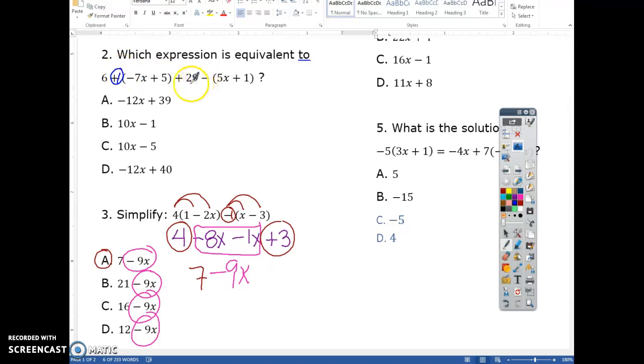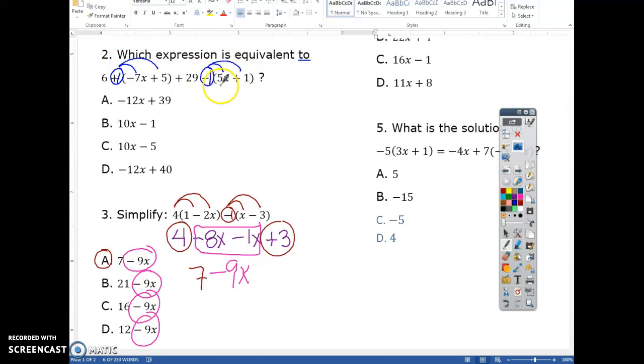What about right here? Am I going to distribute the 29? No. I'm going to distribute the negative 1. And what happens when I distribute a negative 1? The signs change. A positive 1, the signs do not change. A negative 1, the signs change.